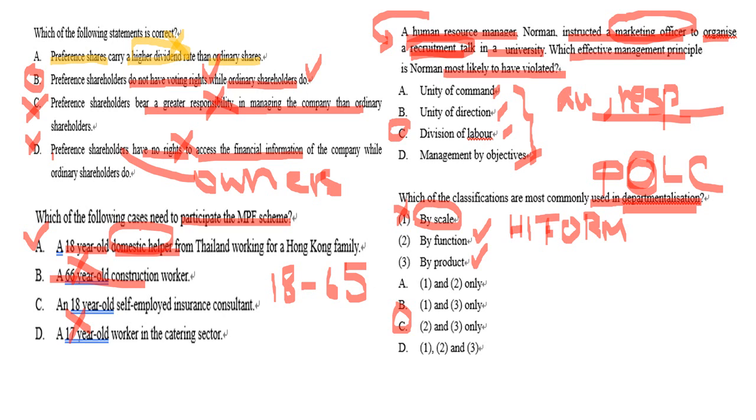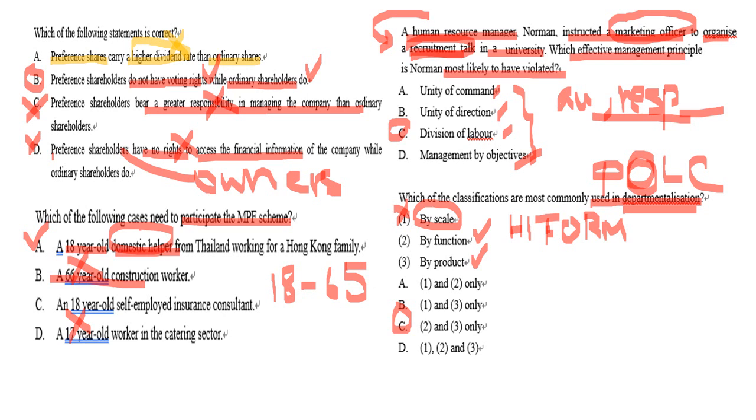Next one, the human resources manager instructed the marketing manager to organize a recruitment talk in a university. Which effective management principle is most likely violated? We have five effective management principles: unity of command, unity of direction, division of labor, management objectives, and balance of responsibility and authority. We do not have this choice here.